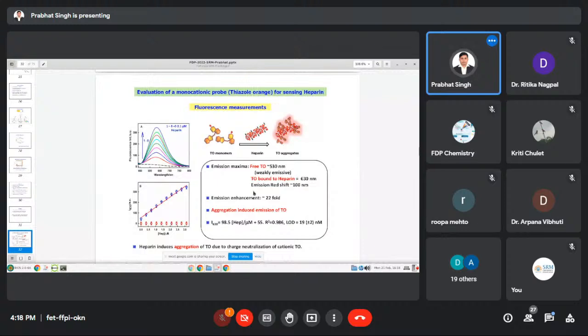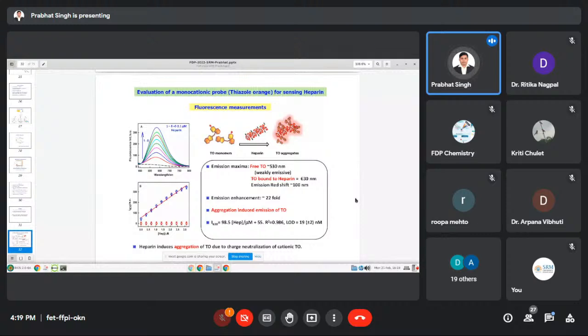In the beginning I was telling you, when measuring the interaction of a probe with some analyte of interest, you will see changes in the features, the peak position, and then you will see changes in the emission intensity. Those spectroscopic observables help you to define the problem in a better way. And so again, we see an emission enhancement of 22-fold.